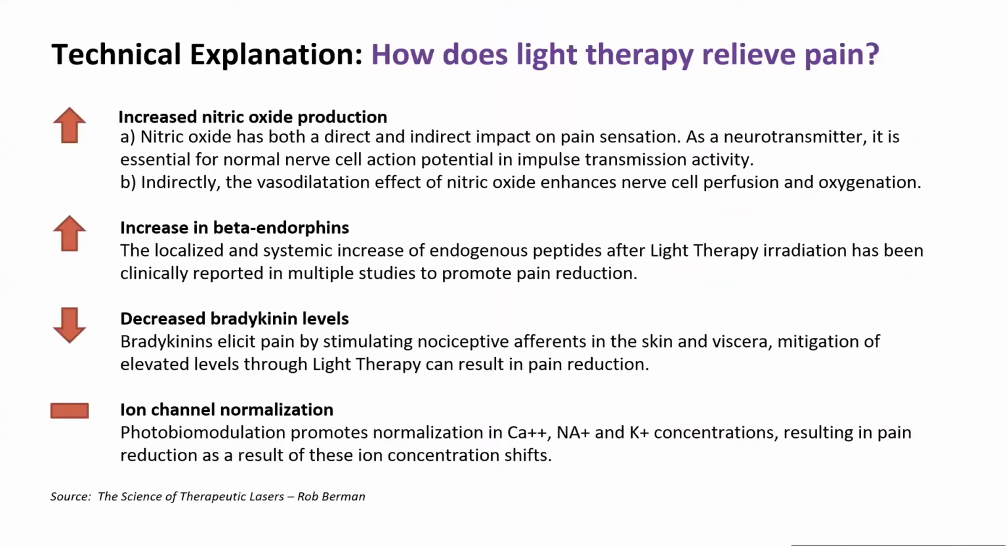So let's look at a little more in-depth, how does light therapy relieve the pain? Sometimes when we talk to patients, we just say it's magic, it works. But some patients want to know a little bit more of how it actually works, some of the technology behind it. So we're going to increase the nitric oxide, as we've talked about. We're going to increase the beta endorphins. We're going to decrease the bradykinin levels. And we're going to level out the ion channel normalization.